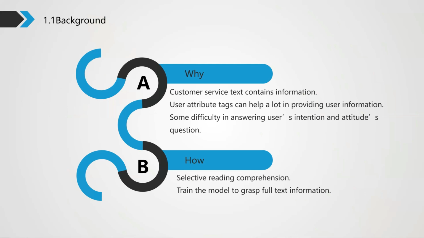I divided this section into 2 parts. The first one is about why I conduct this research. Since customer service tasks contain a lot of information, including user preferences, user intentions, and some users' information, making good use of this information can contribute a lot to refining the service system, then provides better service for customers. Besides, the user attribute tags, which stand for the user's preferences, can be quantified.